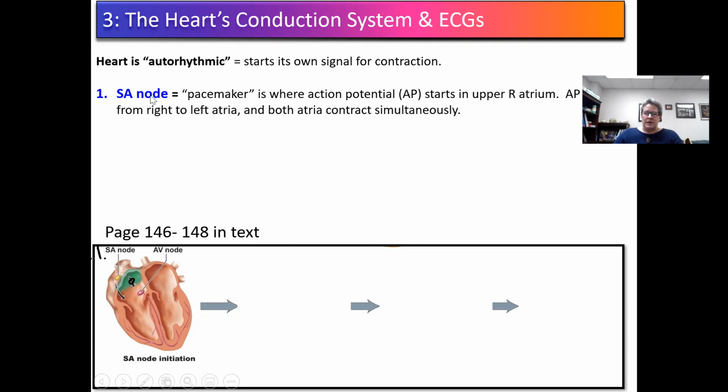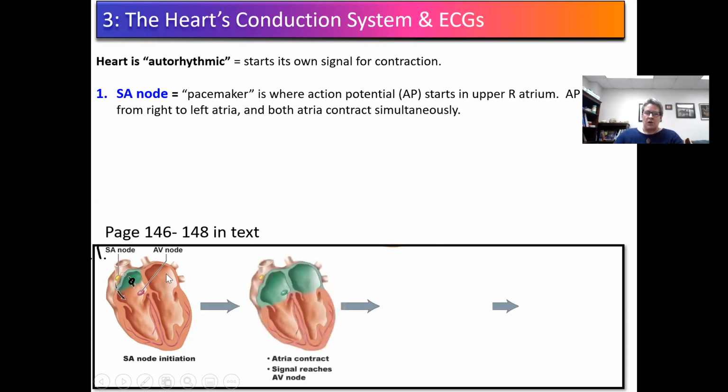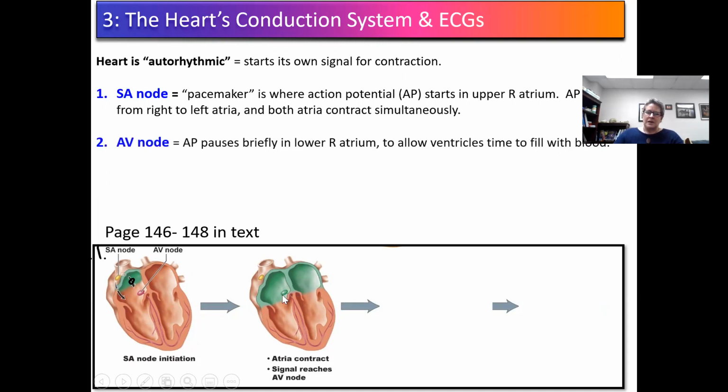And then that electrical impulse, the action potentials, are propagated along this conduction system. So once the impulse starts right here, the little yellow dot, that's the SA node, in the upper right atrium, the signal immediately jumps over to the left atrium, and the atria will contract simultaneously, as shown here in green. After the atria contract, the signal moves to the AV node, that little green button at the base of the right atrium. Here, the signal pauses briefly before it continues down to the ventricles.